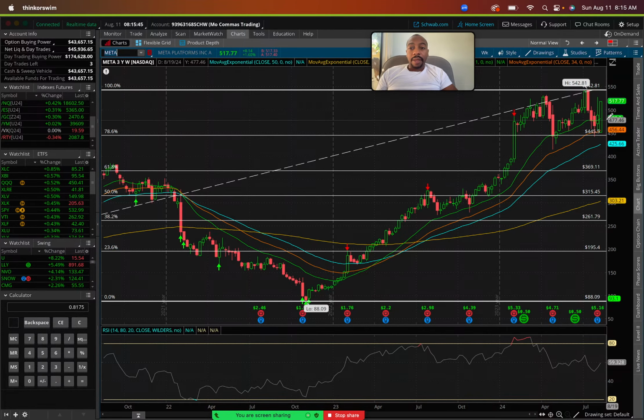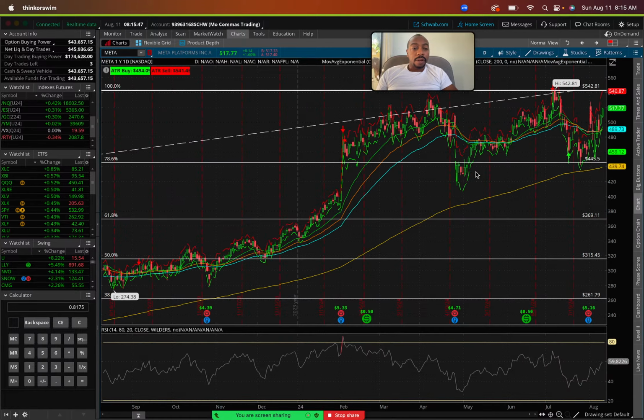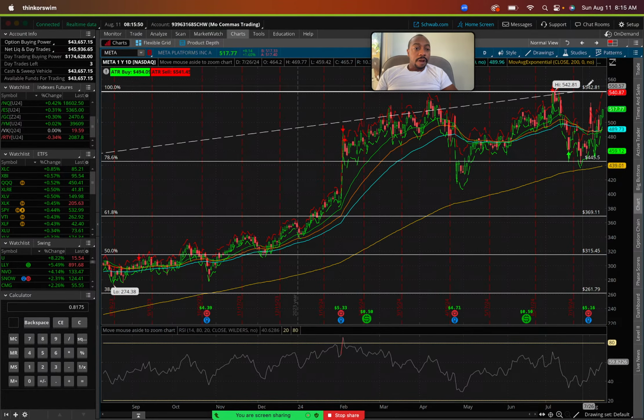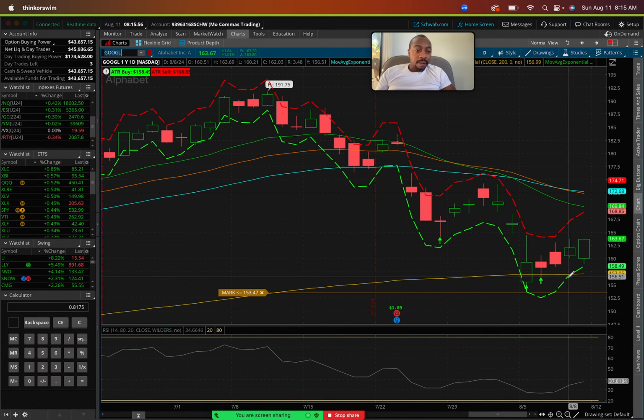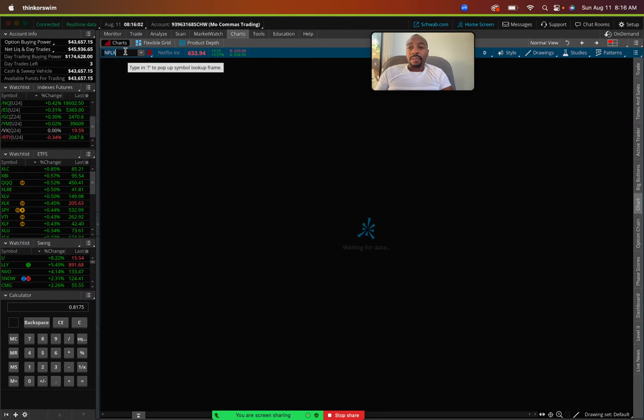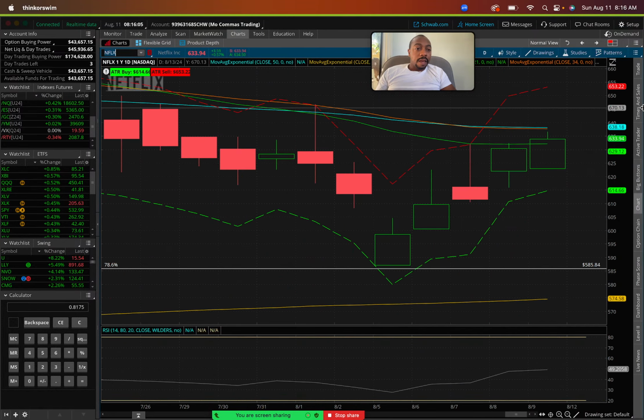So if you look at Meta, let's go to a day chart. Meta was up on Friday. Makes sense. Google was up on Friday. Makes sense. That's why XLC was up. And then what's another? Netflix is decently weighted in there, and Netflix was up on Friday, which makes sense that XLC was one of the top performing ETFs because the three heaviest weighted names were up on Friday. So we got XLC up.